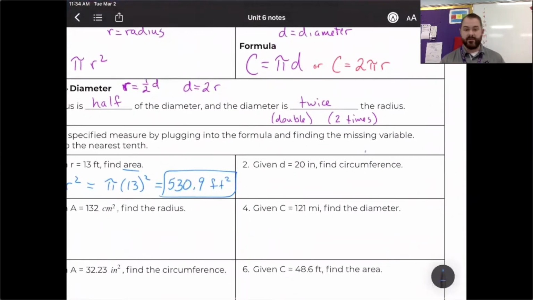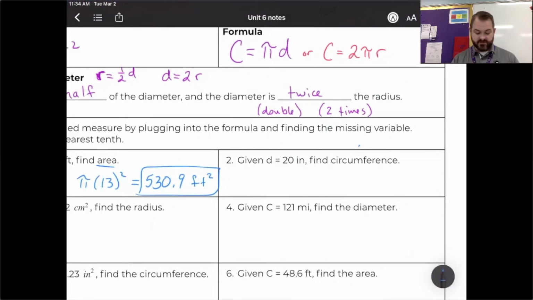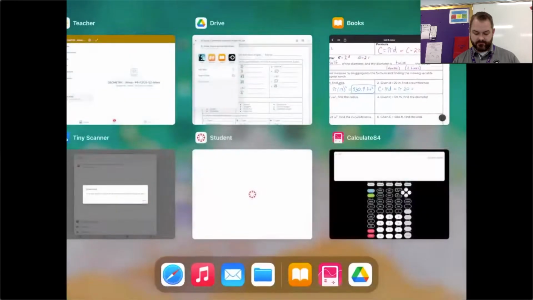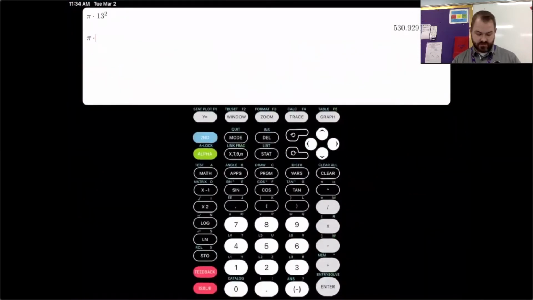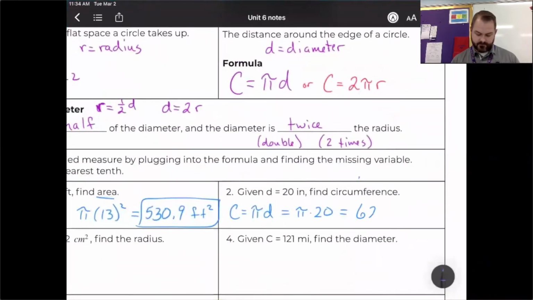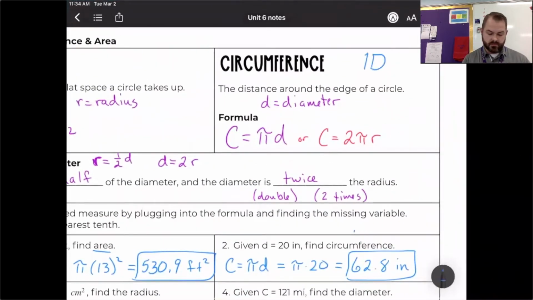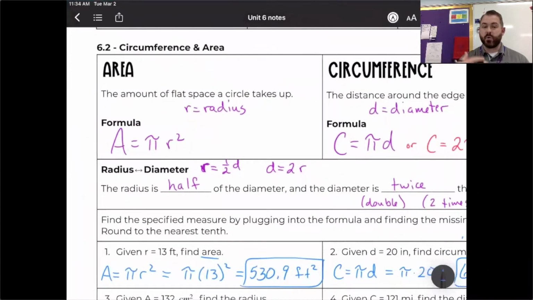For number 2, we're given a diameter. Sorry about the bell. We're given a diameter of 20 inches and they want us to find the circumference. So we use the circumference formula. Circumference equals pi times diameter. So in this case, that's just pi times 20. And if we plug that into our calculator, pi times 20 is 62.8. Again, it might be difficult for you to see there. Not sure if my face is showing up with that or not. Okay, 62.8, just inches, not square inches. Circumference is what we call a linear measurement, or one-dimensional, 1D. Area is a square measurement, or 2D.